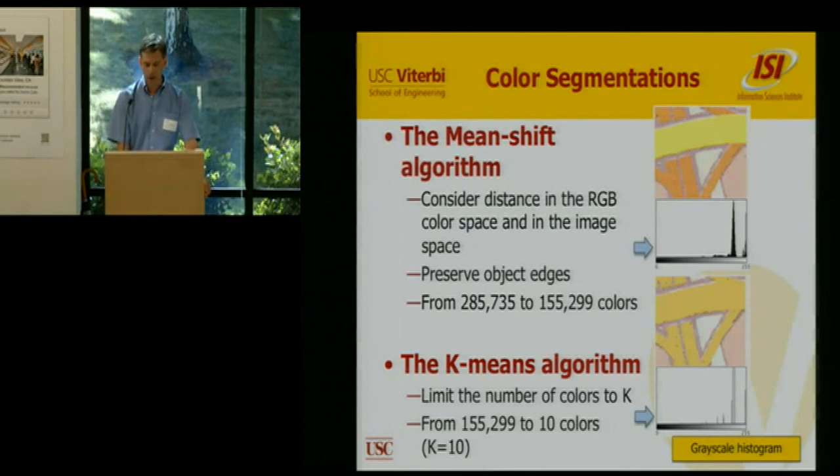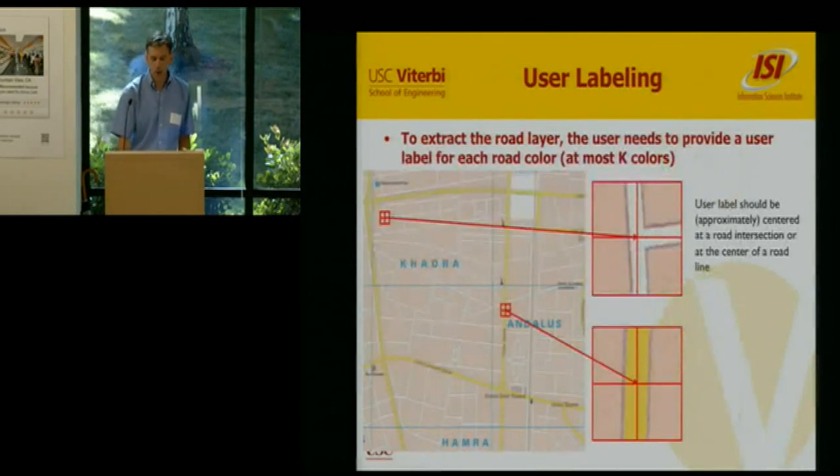So if we give the algorithm the value for k and run it, it generates a map, and you can tell whether or not that was a good value for k if you can still distinguish the roads from the other features. All right. So we end up with a grayscale histogram you can see on the right that has 10 lines in the histogram. Okay, so what's required from the user in this case is now just to identify the roads themselves, to provide examples of the roads.